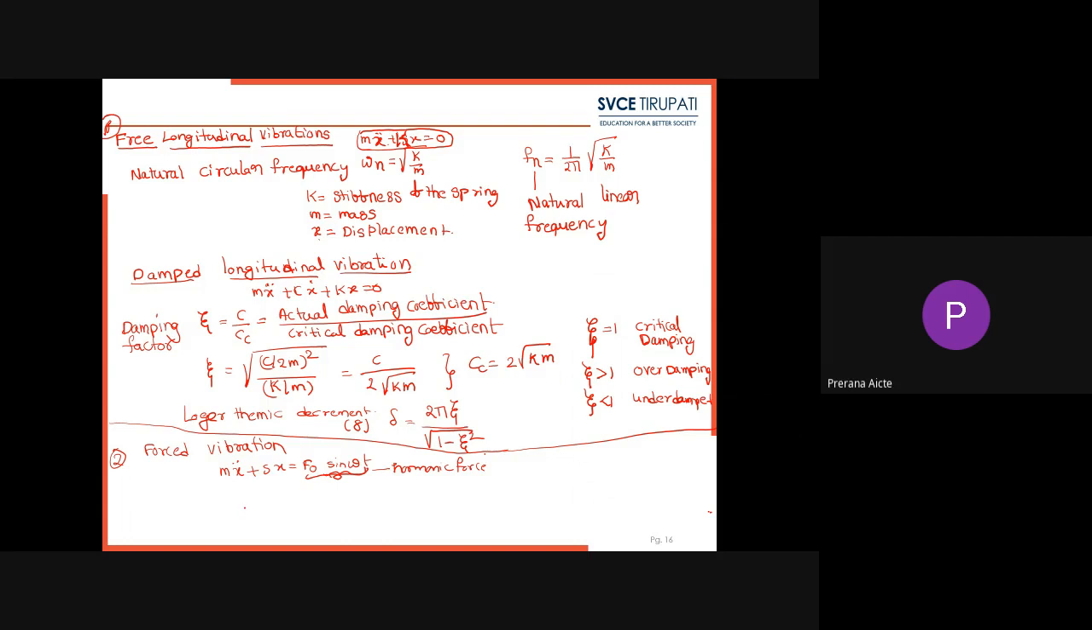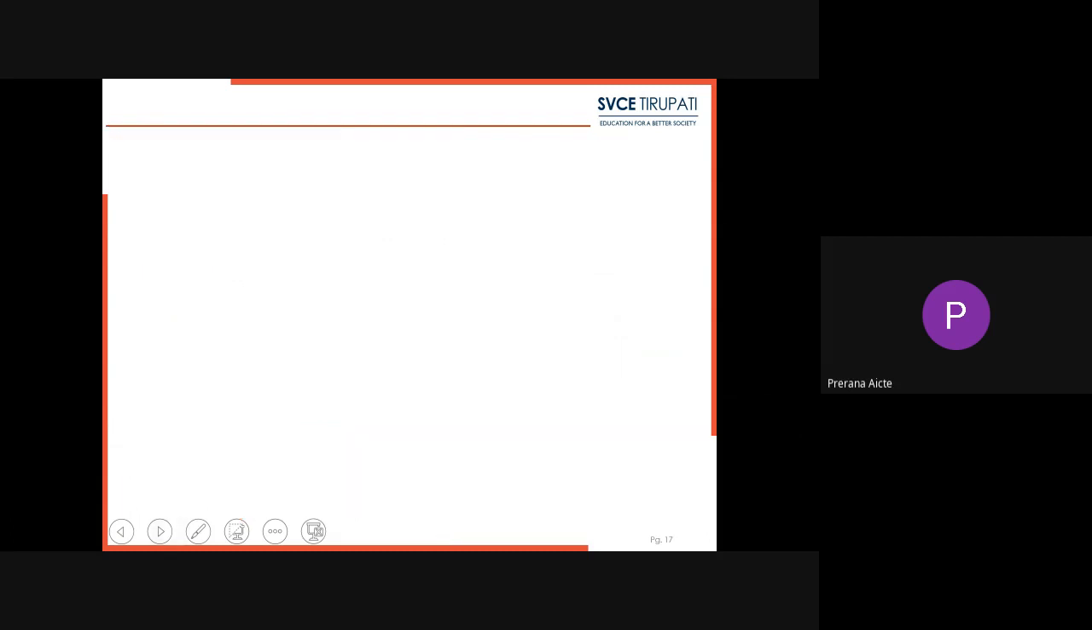So how to find out the displacement? Capital X sine omega n t plus phi plus F naught s by 1 minus omega by omega n whole square into sine omega t. So with this formula, you can solve the forced vibration problem. And the next question is forced damped vibrations.